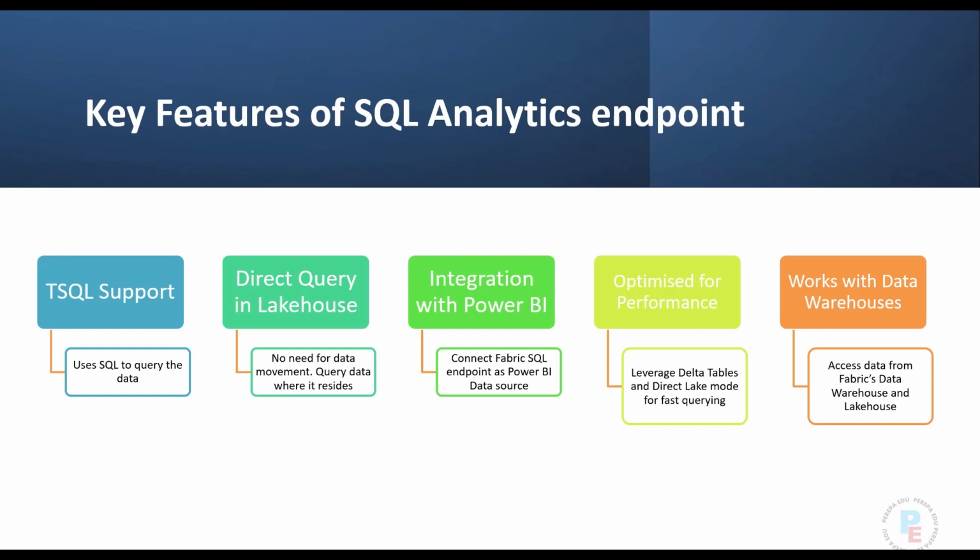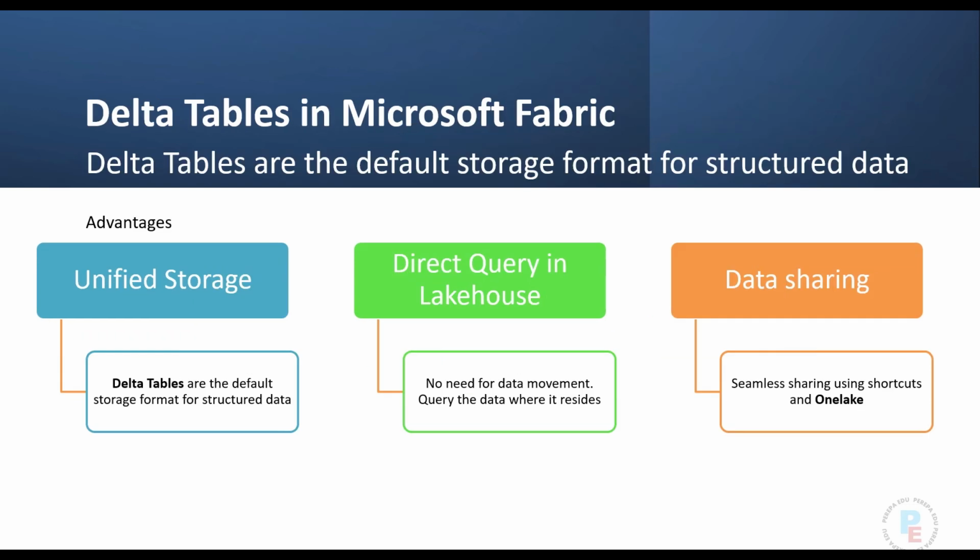But here we need to understand one more thing. What is a delta table? What exactly does it stand for? A delta table is the default storage format for structured data. So what are the advantages? It offers unified storage, performance optimization, and data sharing. Unified storage means it integrates with Power BI, Spark, and SQL Analytics. And performance optimization means faster queries with built-in optimizations like Z-ordering.